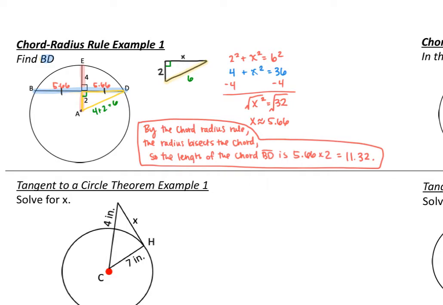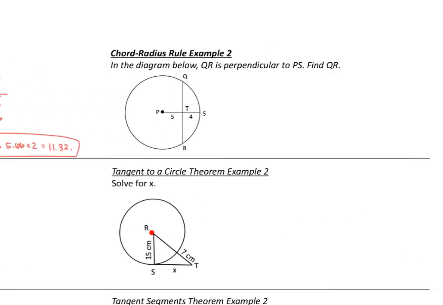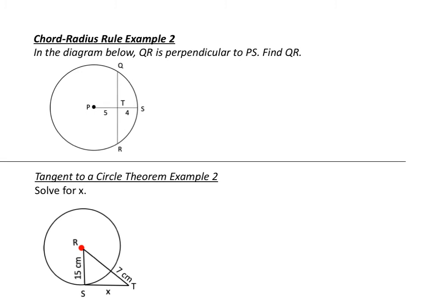All right, let's look at one more example. Similar example here. In the diagram below, we know that QR is perpendicular to PS. Perpendicular means it crosses at a 90-degree angle. We want to find the length of QR. So QR is my chord, and I know that my radius bisects it.